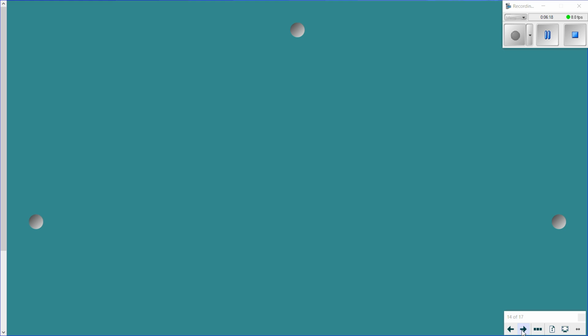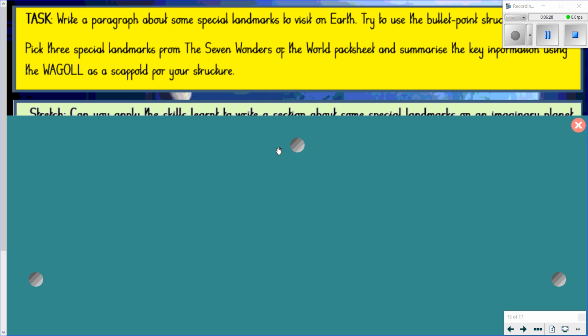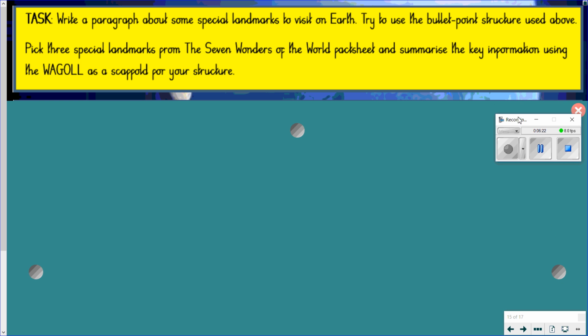Now, in terms of your task today, what I'd like you to do is to write a paragraph about some special landmarks to visit on Earth. And I want you to try and use the bullet point structure used above. That's the "I can" stage, to learn how to use this structure. So when we come to writing our final piece, all about this special planet, you'll be able to write a paragraph in this sort of style.